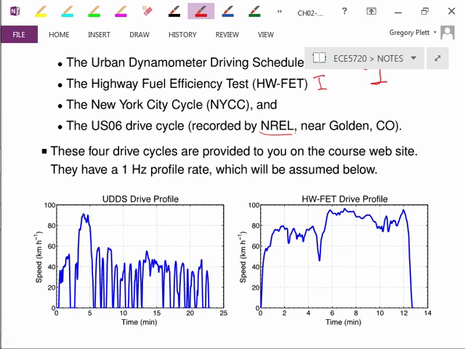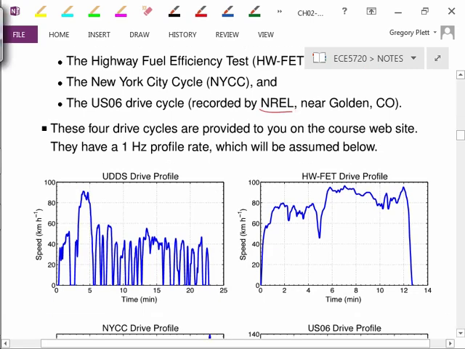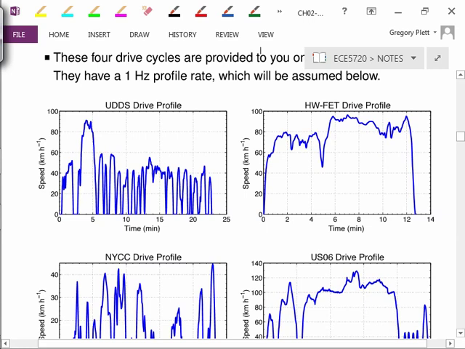The drive cycles are provided at some profile rate. They will be on the course website. The profile rate is 1 hertz in this case, but you could sample more quickly or less quickly. And I've plotted the speed versus time of the different cycles so that you can see there's really quite a lot of difference in how they operate, and their different lengths of time and so forth.